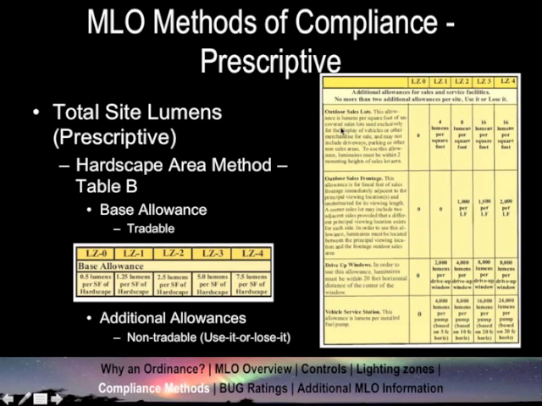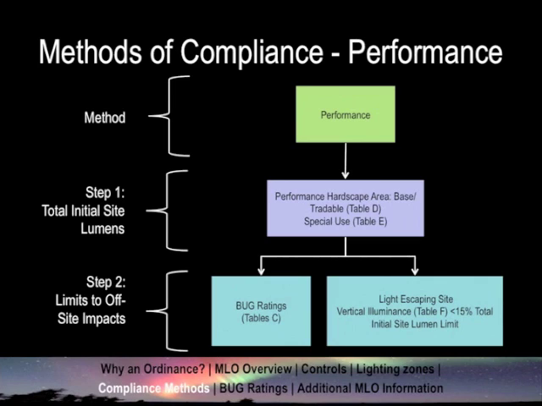And these are for particular types of applicants: outdoor sales frontage, drive-up windows, and service stations or gas stations. They get extra, but it's only for these types of areas, and they are non-tradable and use it or lose it. So that's the prescriptive method. It's pretty darn simple. Now I'm going to get into the performance method.